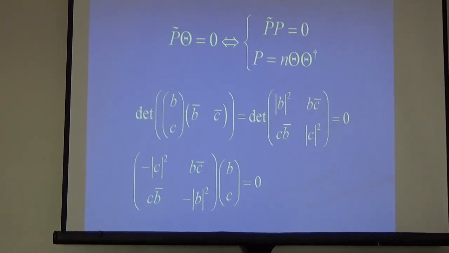And for those of you who are getting lost in all the mathematical symbols, I wrote it out nicely for you just in terms of columns. B and C are just elements of the quaternions. So this theta theta dagger is the outer product of BC with B bar C bar, and it is just this. The statement that it's null is the statement that the determinant of that equals 0.